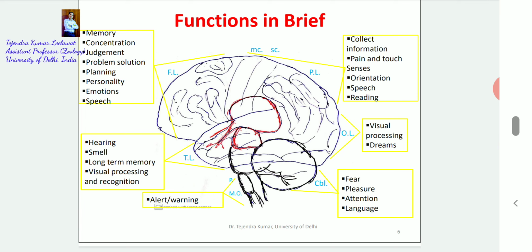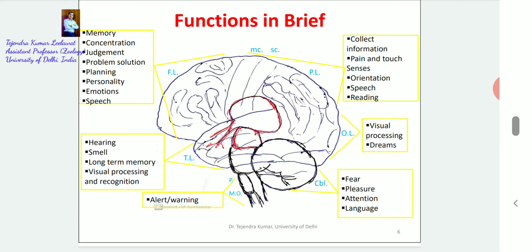Brain structure is different from animal to animal and from one taxon to another, but these are the simple functions. Like I mentioned here in blue color, there are some names like FL meaning frontal lobe, temporal lobe, here pons, medulla oblongata, cerebellum, olfactory lobe, occipital lobe, parietal lobe, and here motor and sensory. These are two cortices, motor cortex and sensory cortex.